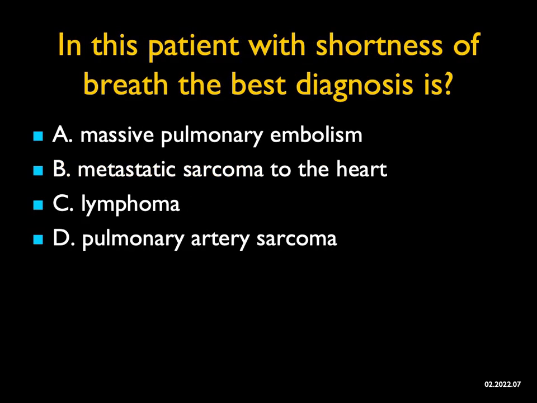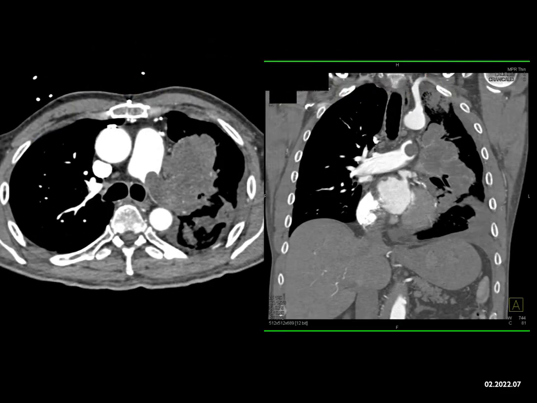In this patient with shortness of breath, what's the best diagnosis? Well, what you see is a large mass infiltrating the patient's left hilum. It's involving the patient's left pulmonary artery. And yes, you could think about a massive pulmonary embolism, but the large mass that is beyond the pulmonary artery makes this unlikely. What you're dealing with is something outside the pulmonary artery, perhaps growing in.